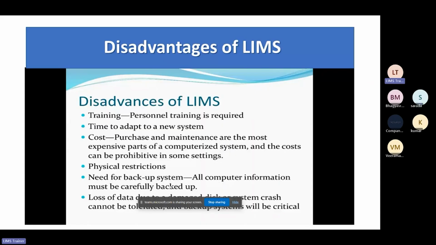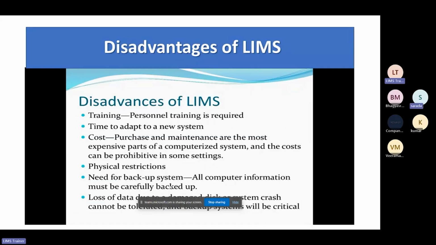Then some cost is involved, because when you are purchasing software and implementing it in the laboratory, it takes a huge cost. Then there are some physical restrictions. Why physical restrictions? Because if the software is running slow, you can't do anything. You have to call the IT person, and then he will manage the thing. So there are restrictions when we are operating with software.